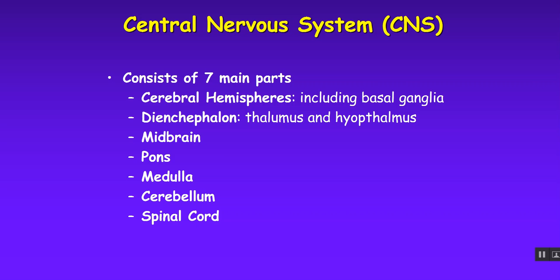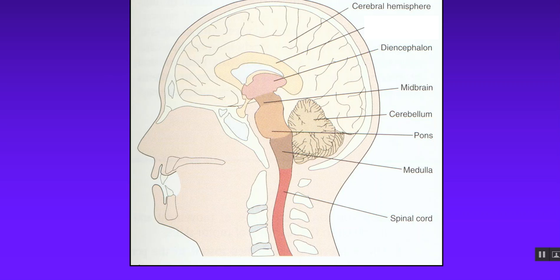Sitting off the back of that brainstem is the cerebellum. And then finally, at the medulla, once you exit the foramen magnum, that hole in the bottom of your skull, now you're called the spinal cord. So that's the 7 main parts, and you can see them here.